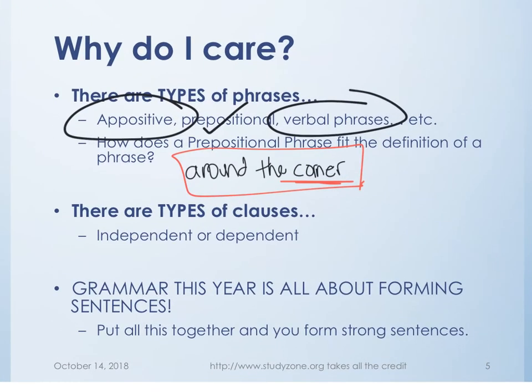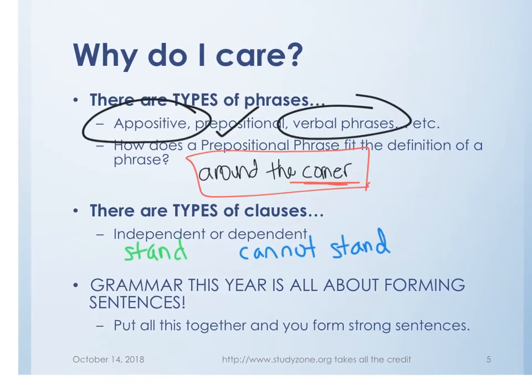There are also types of clauses. You have an independent clause, which can stand alone, and you have a dependent clause, which cannot stand alone. These two types of clauses, when put together, form compound, complex, and compound-complex sentences. And if grammar all year long is about forming different kinds of sentences, this is really, really important.